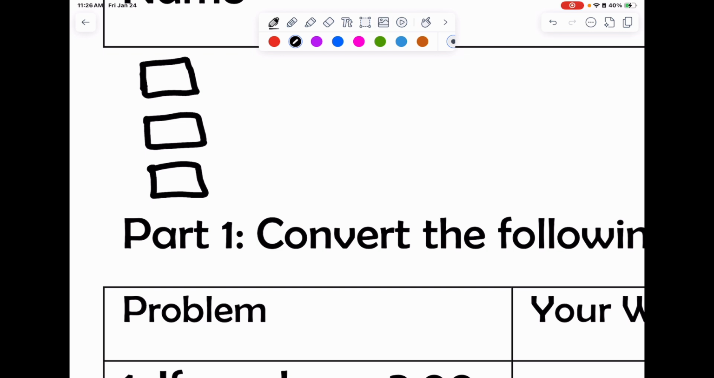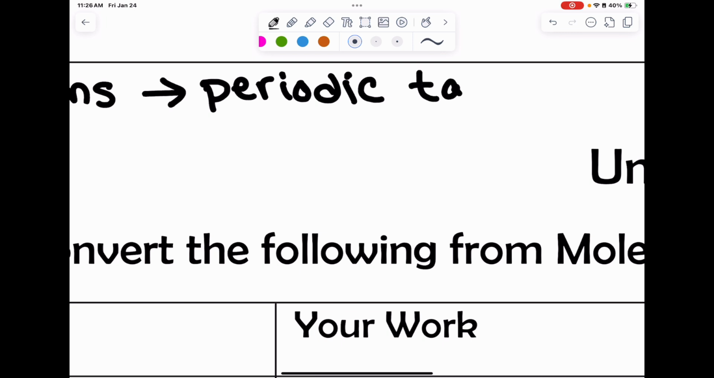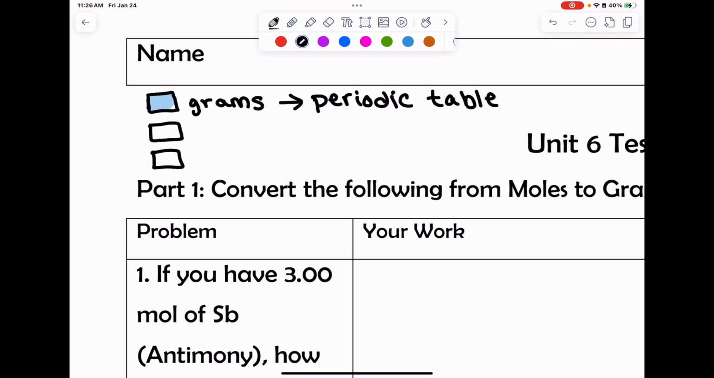I wrote down 3 different boxes here, and I'm going to color code each and every one of these. So the first one, I'm going to make blue. Blue is going to stand for anything that has grams. Anything that looks for mass, grams, you need to look on the periodic table. So any problem that has the word grams in it or mass, I'm going to highlight it blue because that's going to tell me we need to look on the periodic table for the answer.